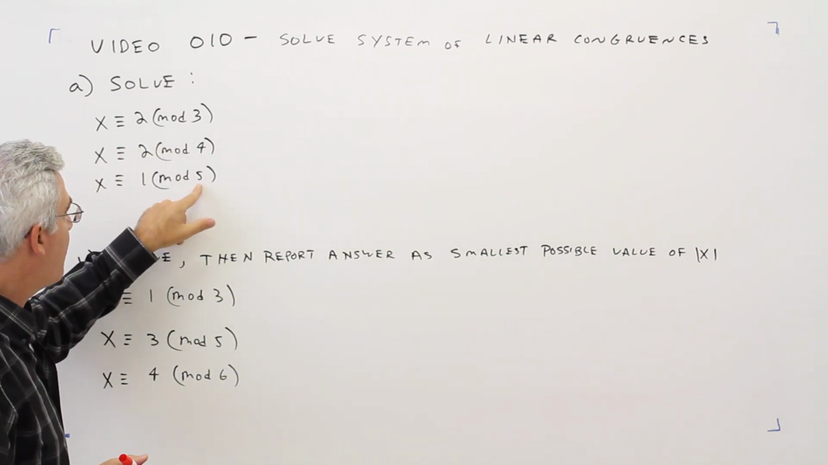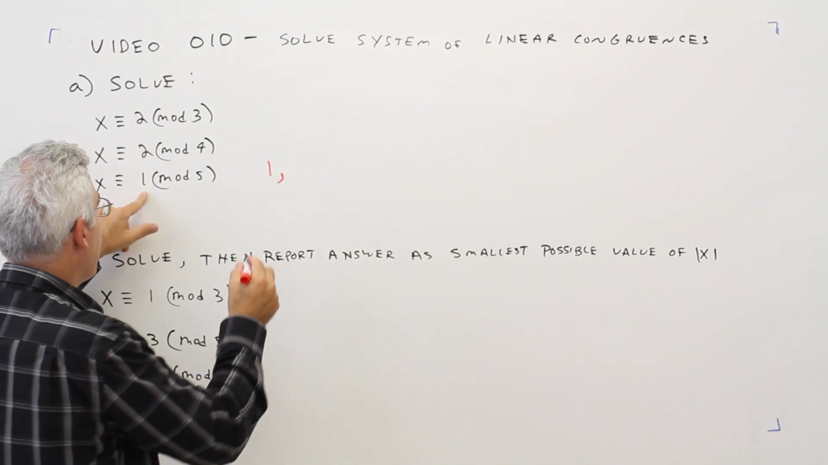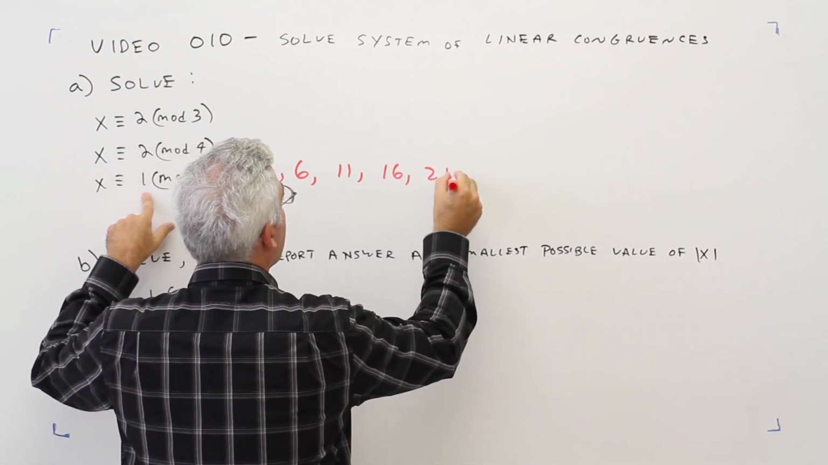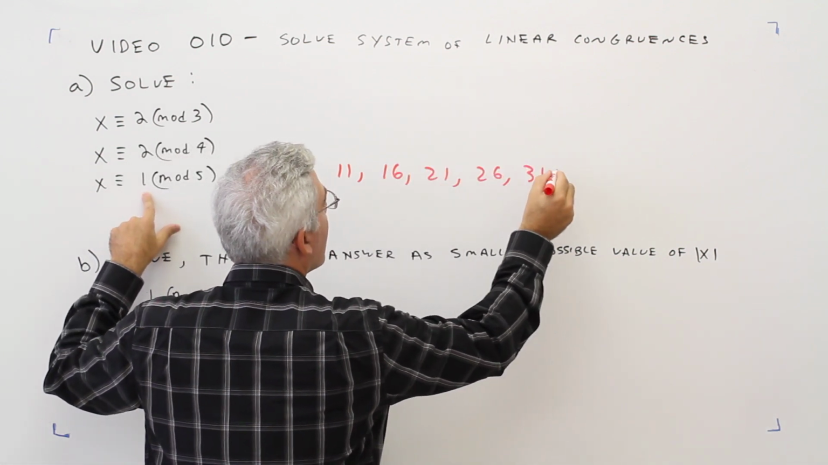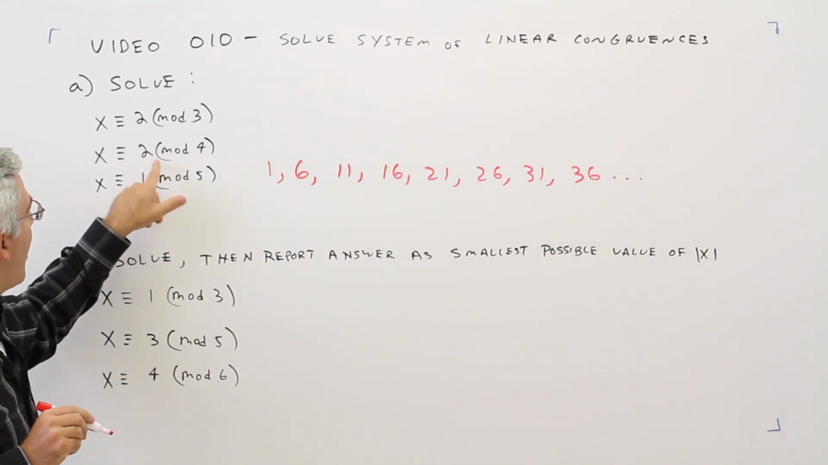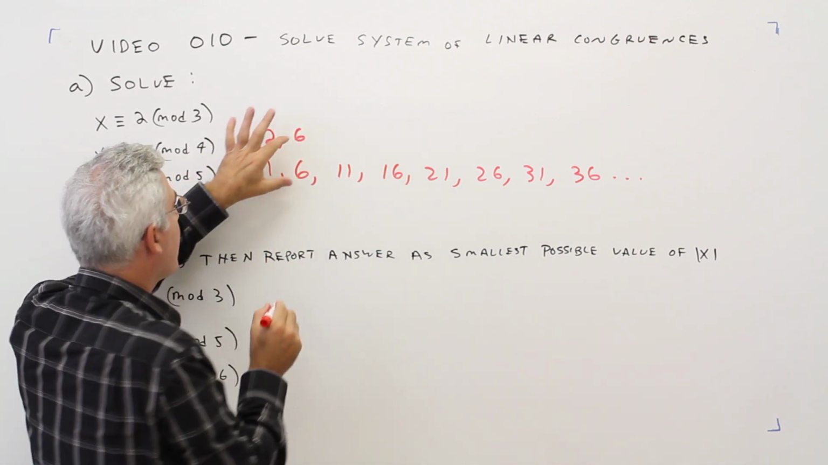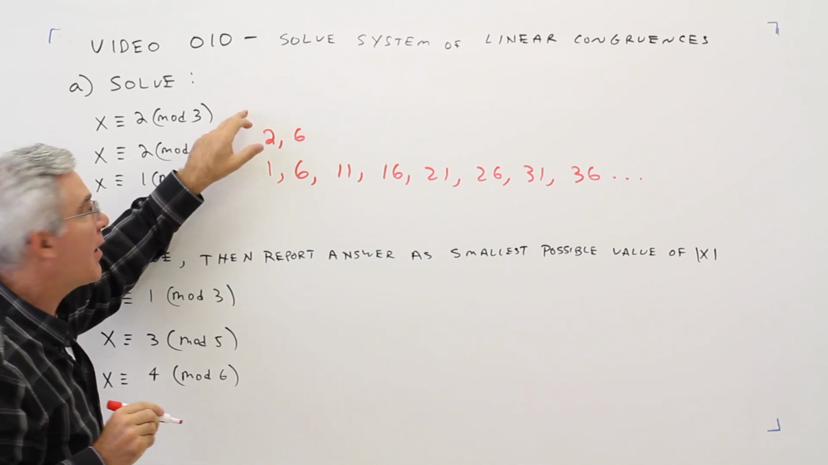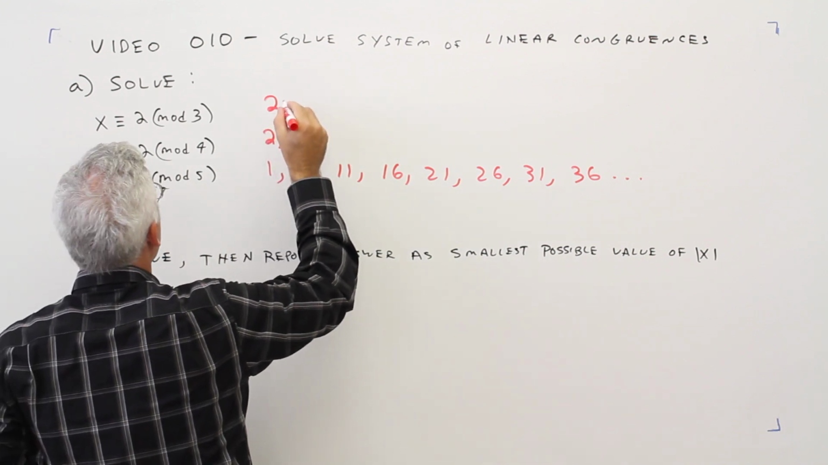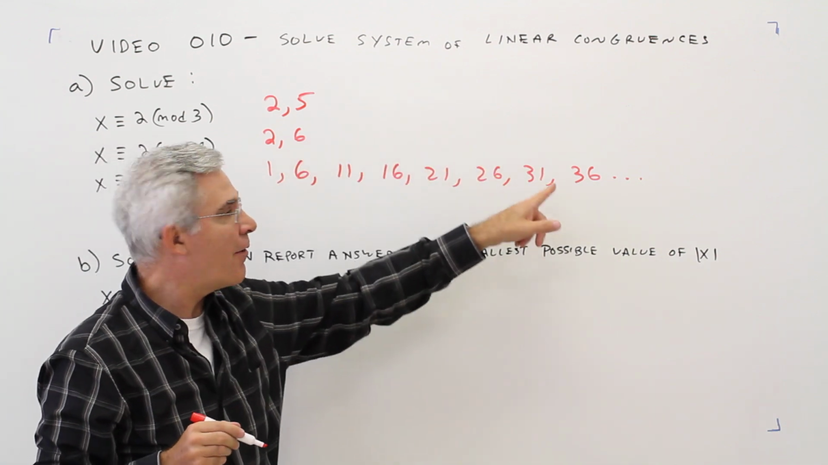I'll start with a larger mod, mod 5. So I'll start my list at 1 and just keep adding cycles of 5. So 6, 11, 16, 21, 26, 31, 36, etc. I'll start at 2 and keep adding 4s. 2, 6. Maybe I'll get lucky and have a 6 up here. Let's check. Start with 2 and add multiples of 3. So add 3, 5, no such luck. I'll continue here until I get a match.